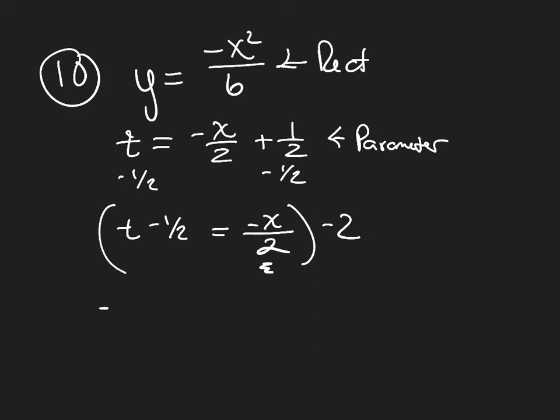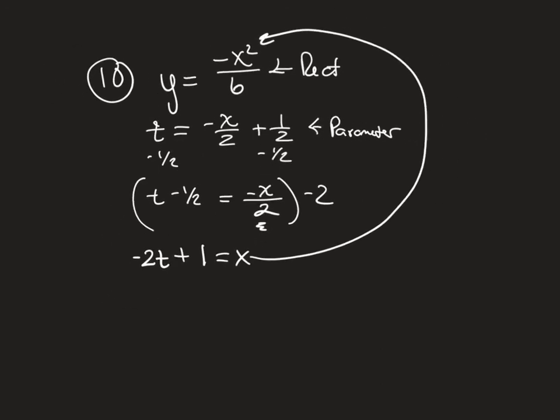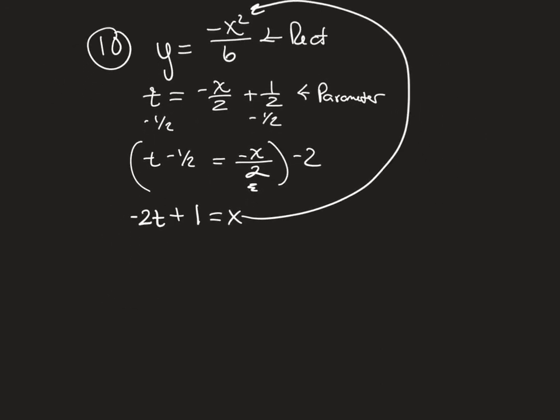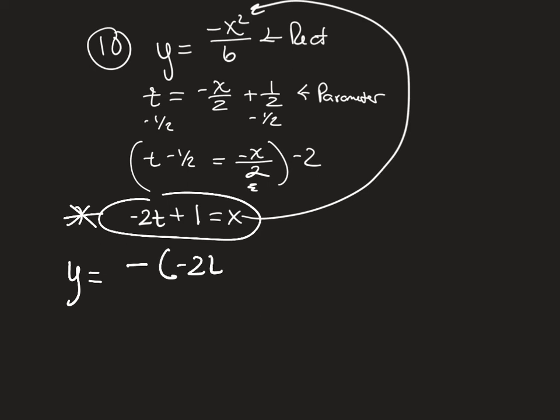So you're going to get negative 2t. A negative half times a negative 2 is going to make a positive, and half of 2 is 1, equals x. So there's my x equation. So now I need to take my x equation and plug it in up here. So when I do that, I'm going to circle this so I don't lose it. I'm going to get y equals negative parenthesis, negative 2t plus 1 squared all over 6.